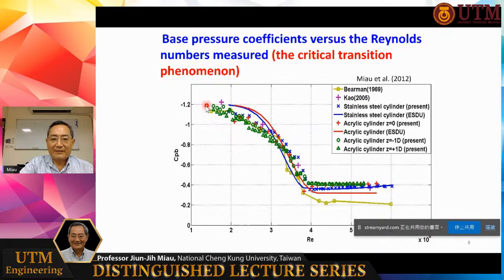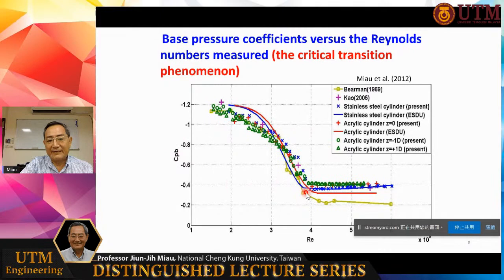Okay, in the subcritical range, you have this very low pressure at the rear end, which causes a very significant pressure drag. And as the speed increases, in terms of Reynolds number, you can see here from 2 times 10 to the 5 up to 4 times 10 to the 5, this base pressure coefficient changes very drastically and very remarkably. At this Reynolds number, 4 times 10 to the 5, you can see that the base pressure coefficient can be even lower than minus 0.4.